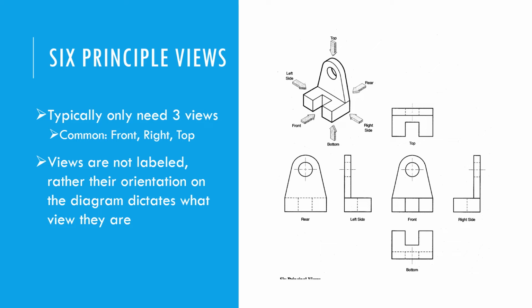If you were to choose a different view, let's say front, right, and bottom, you'll notice that the bottom is always below the front. The left side is always to the left of the front, and on the other side of that left side is always the rear. So here's an example.